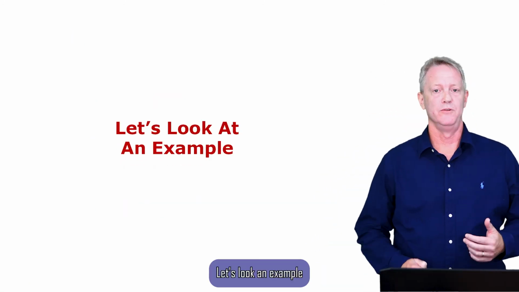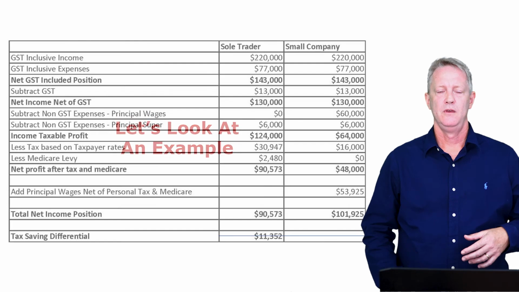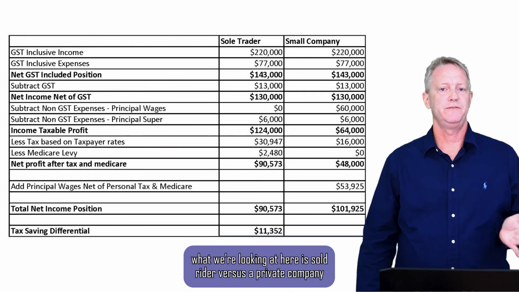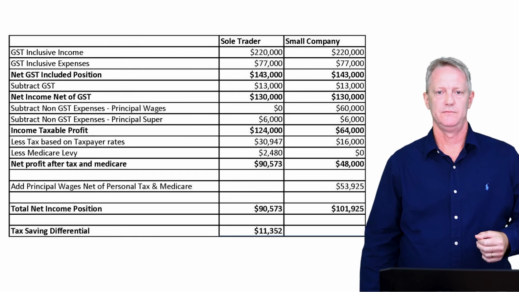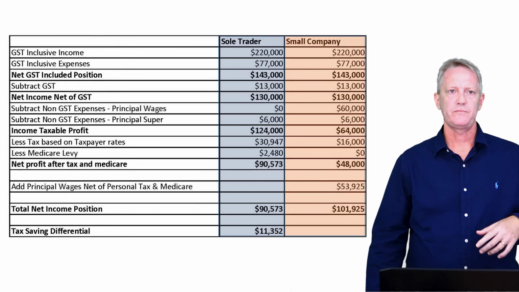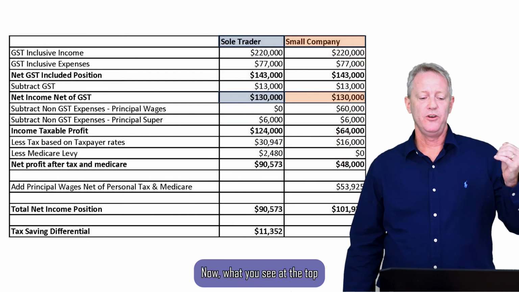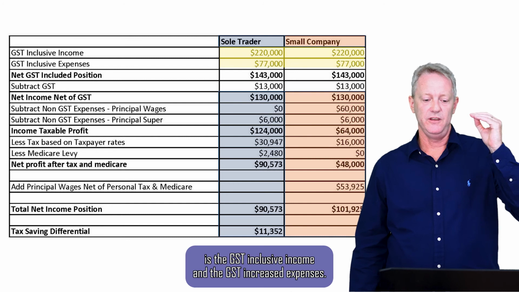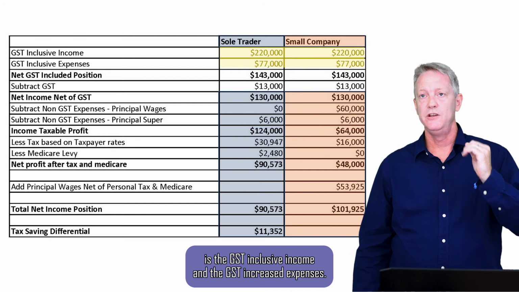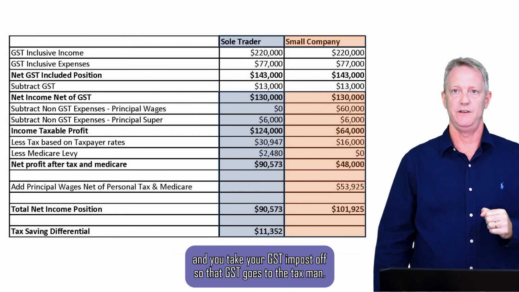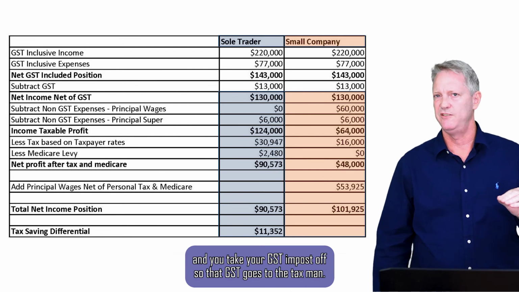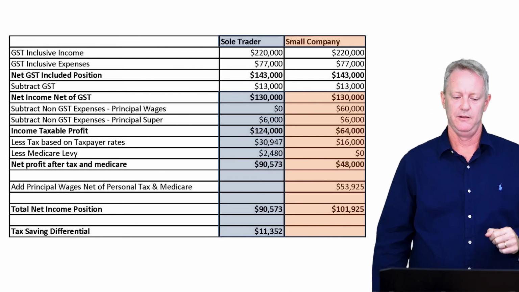Let's look at an example. What we're looking at here is sole trader versus a private company and the income streams and expenses that go with it. Now what you'll see at the top is the GST inclusive income and the GST inclusive expenses that gives you a net position, and you take your GST impost off. So that GST goes to the taxman.